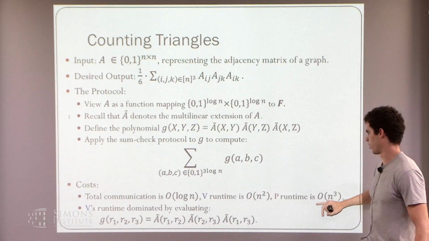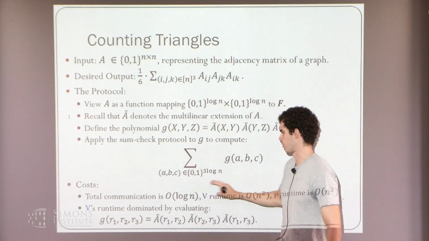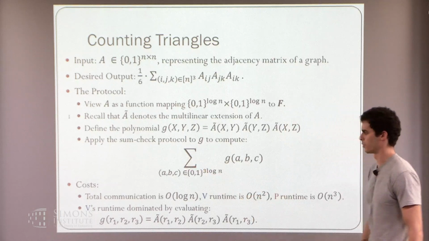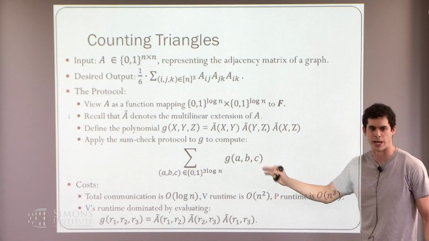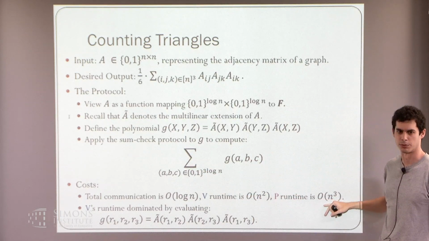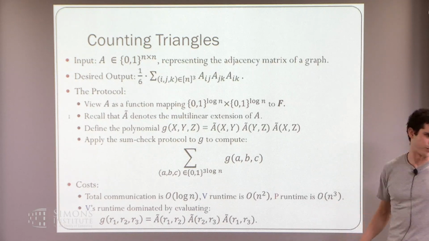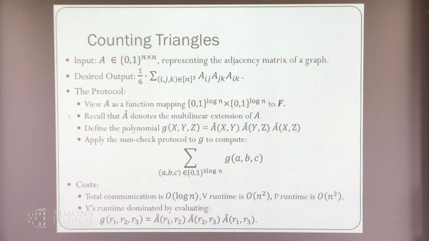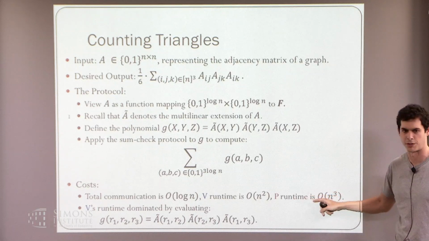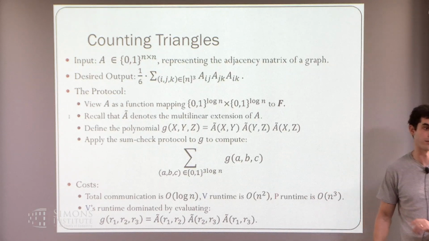So the verifier just runs in linear time, exactly as we wanted. And the prover's runtime is not much more than what's required to compute this sum in the first place in the naive manner, which is n cubed. And I'll just mention if you're more clever about it, you can come up with a different protocol where the prover runs in matrix multiplication time as well. But you have to change the protocol.